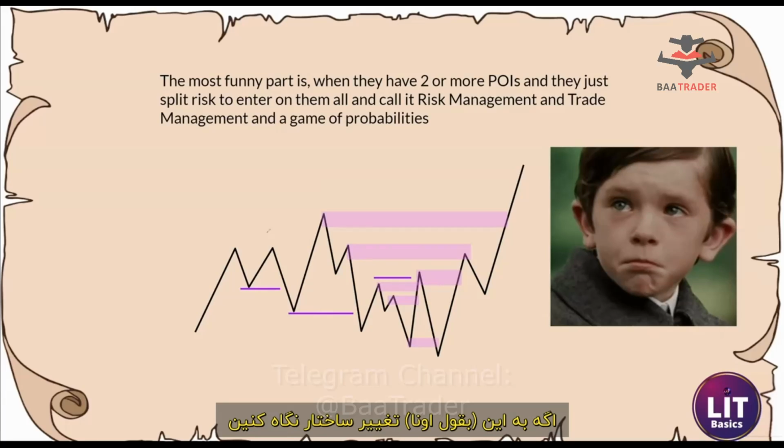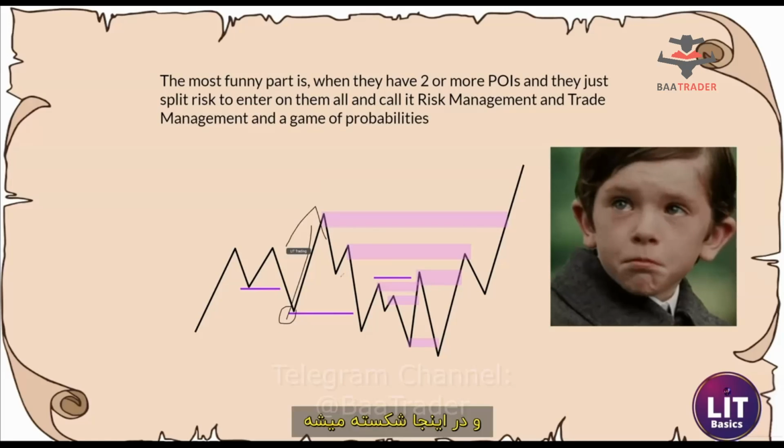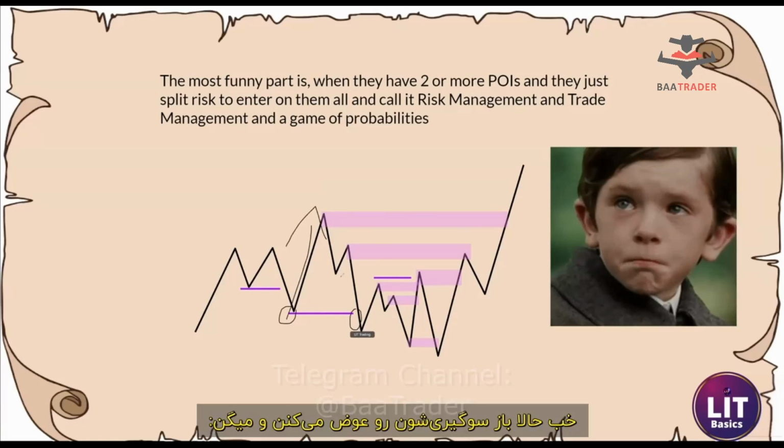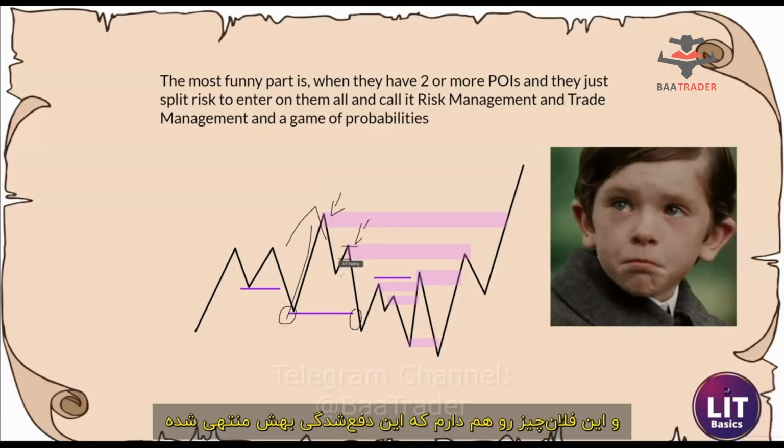If you just look at these CHoCHs, change of characters as they say: this is the push that led to the high. Awesome. Okay, it gets broken here. Awesome. So they switch the bias again. Oh, I have my extreme mitigation thing, and this is the push that led to it.